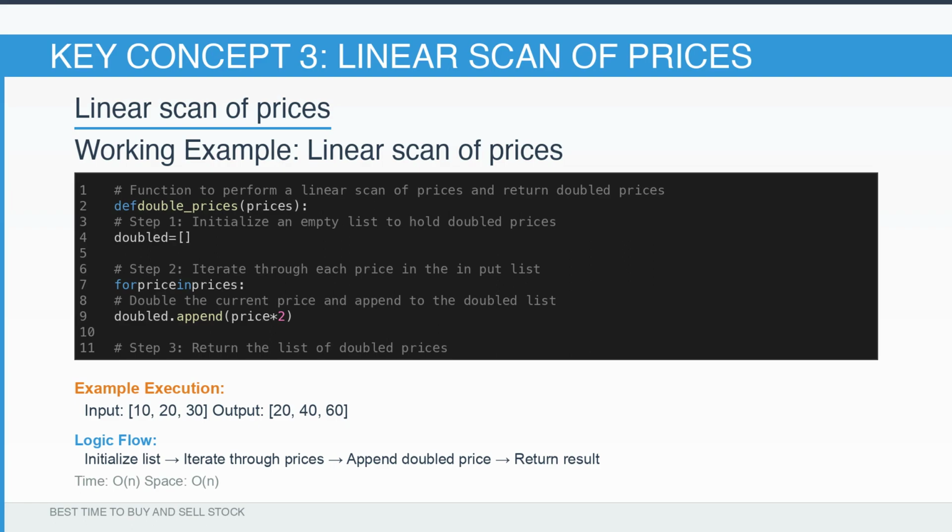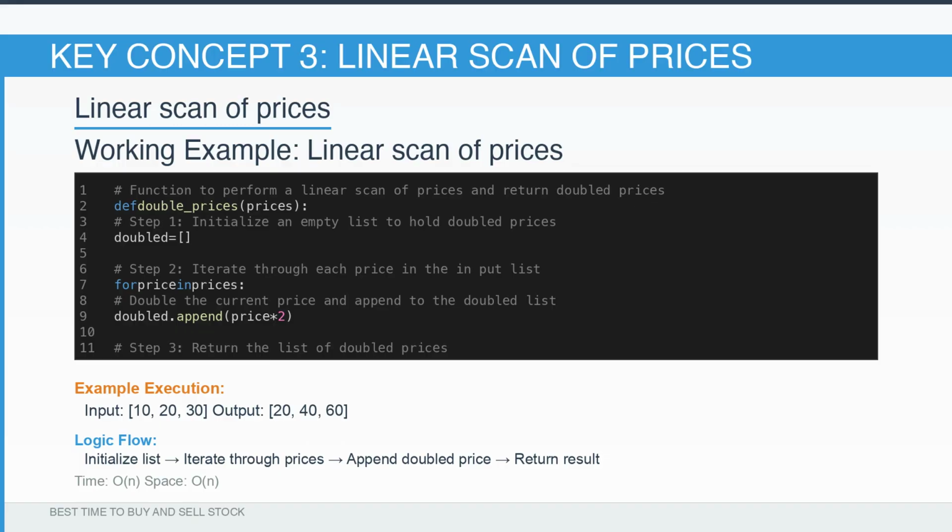For every price, the function multiplies it by 2, effectively doubling its value, and then adds that new value to our doubled list. Finally, the function returns the list of doubled prices. For example, if we input a list like 10, 20, 30, the output will be 20, 40, 60. This straightforward approach is efficient and easy to understand, making it a great example of how to work with lists in programming.